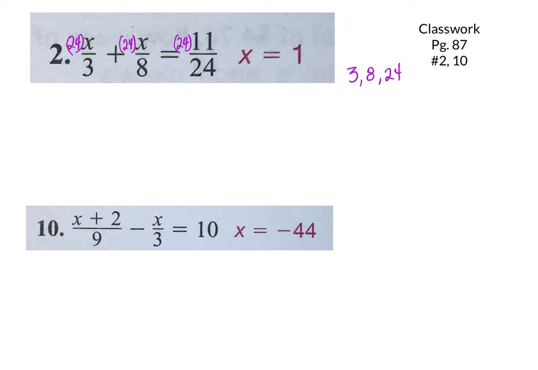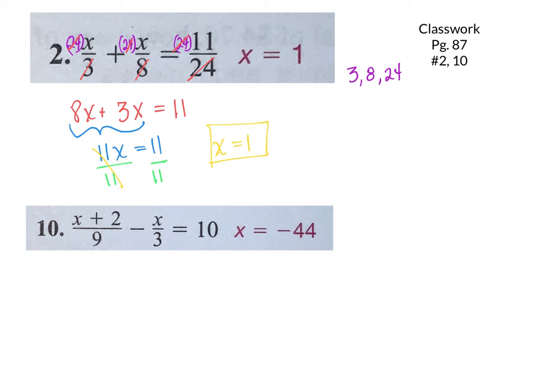For the x over 3, the 3 and the 24 cancel. What is 24 divided by 3? 8. So we have just 8 times x. For x over 8, 24 divided by 8 then is just 3. So we have 3x. And for this one, we have 24 divided by 24. That is just 1. So 1 times 11 is 11. If I combine my like terms, 8x's and 3x's are 11x's. And then I'm going to divide by that 11. And 11 divided by 11 is just 1.